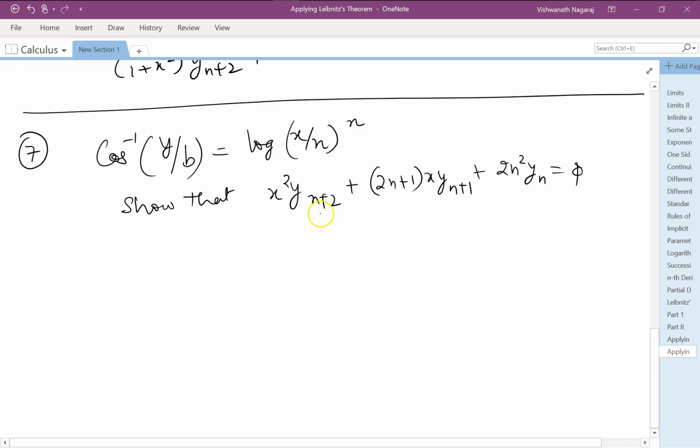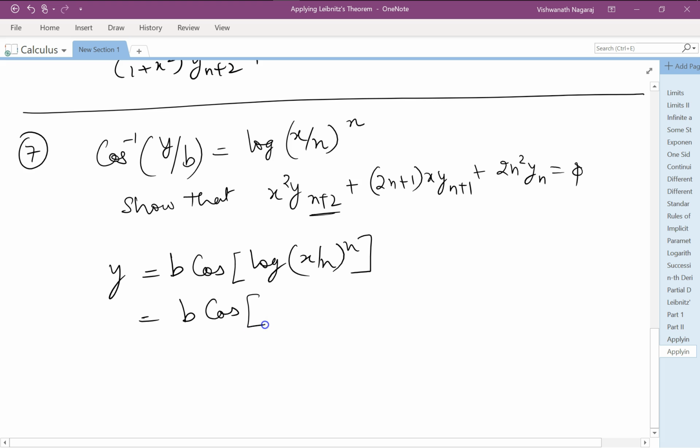Let's now remember we have to take derivative twice before applying the Leibniz theorem. But before that, let's try to simplify it. So y is equal to cos inverse will become cos log of x by n to the power of n. Now we are left with y by b. So that b comes here. And again log property, it will become n log x by n.